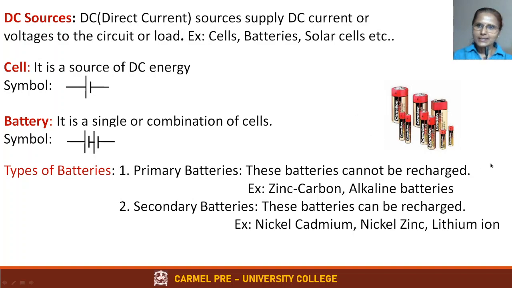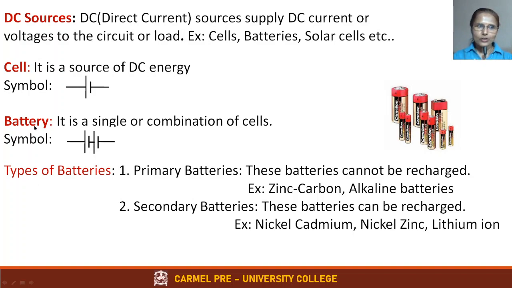You have seen cells and batteries which you use for various appliances in the house. If it is a cell, you show it like this. It is a source of DC energy. You show it with one long line and one small line. The long line represents positive, the short line represents negative. If these are connected in combination like this, then it is called a battery. Even a single cell is also called a battery.